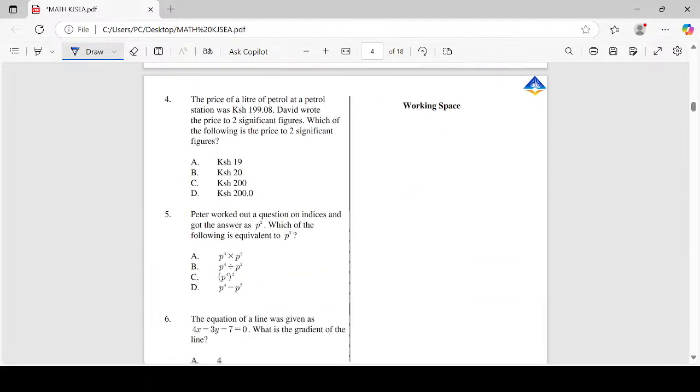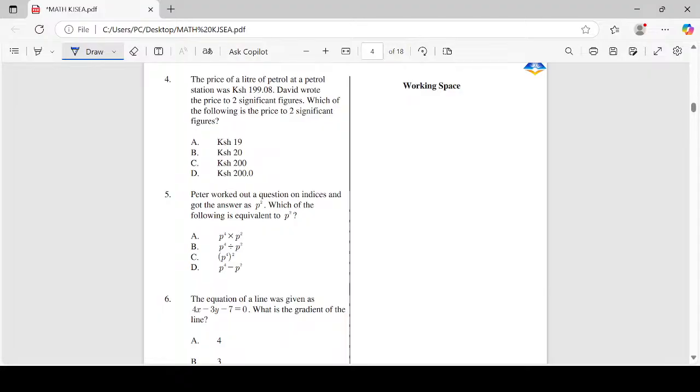Question number 4. The price of a liter of petrol at a petrol station was 199 shillings and 8 cents. David wrote the price to two significant figures. Which of the following is the price to two significant figures? I remember that the price was 199.08. Because we want our answer to two significant figures, dear learners, what will be our value? We are going to count from the left two significant figures.